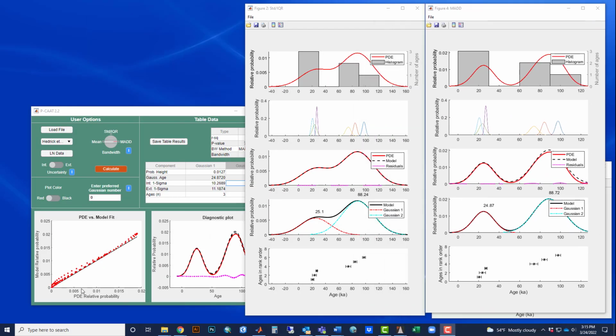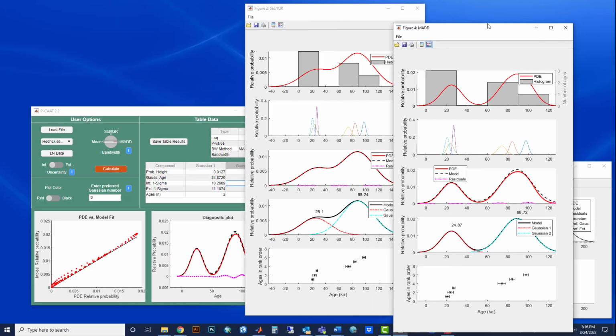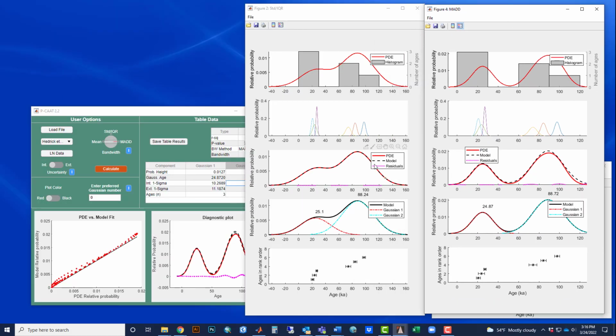The model fit plot for the MAD bandwidth, as you can see here, has some divergence in it and kind of a curve shape to it. And you see that show up between the model and the probability density estimate, the model being the dashed line. You see it's estimated high here and high there. So this fit is not as good as the STD estimator.